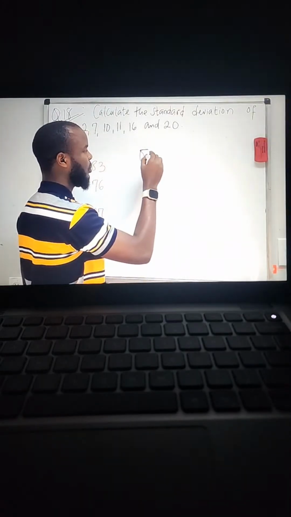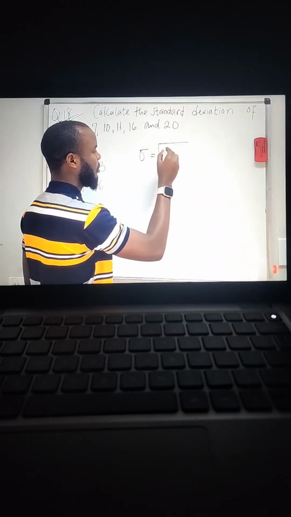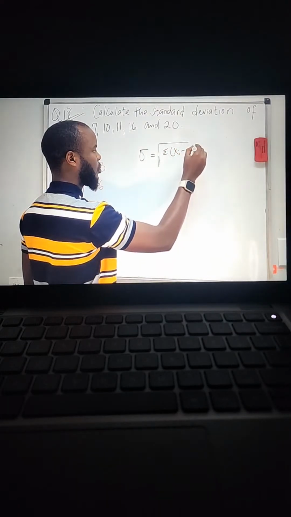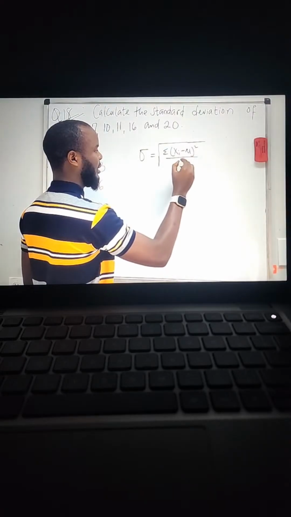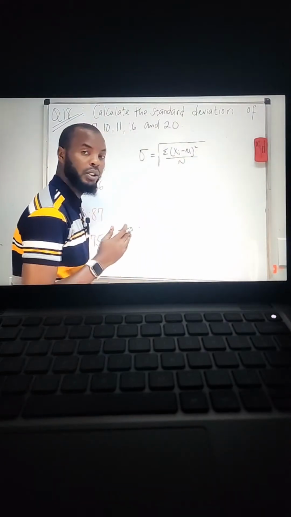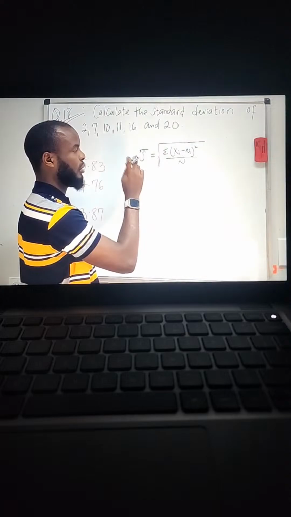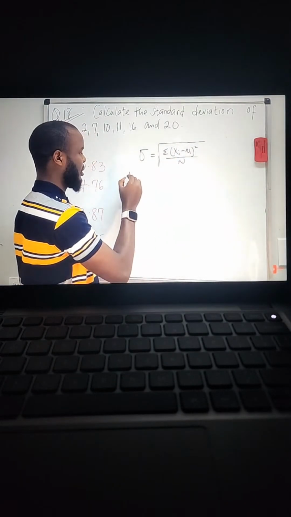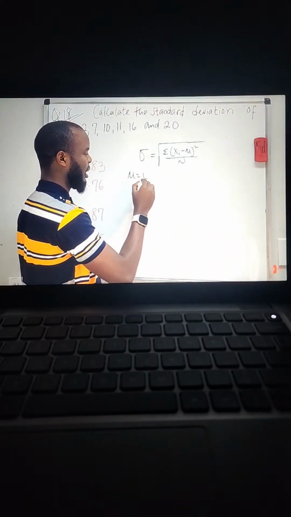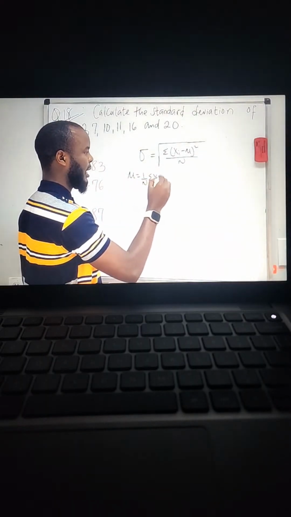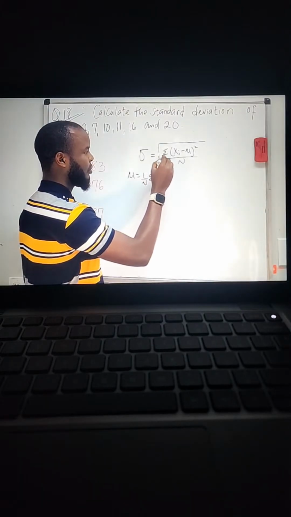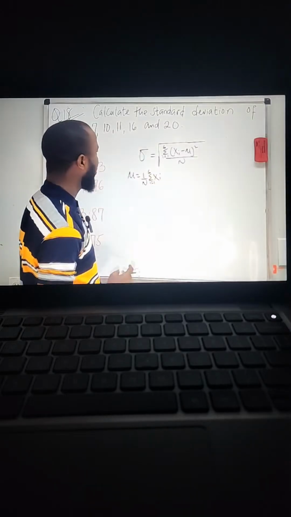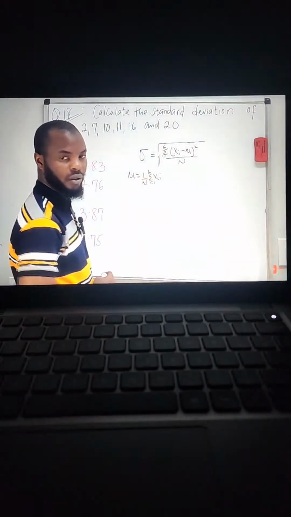For the standard deviation, we have sigma to be the square root of summation of xi minus mean squared over n. So the mean is the population mean. This is population mean, population standard deviation. Now, let's compute the mean first. The mean is 1 over n summation xi. Here, i ranges from 1 to 6. Why? Because we have 6 observations.